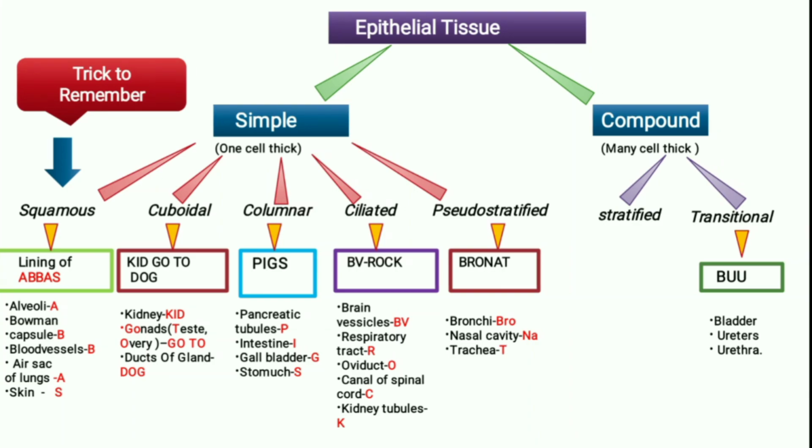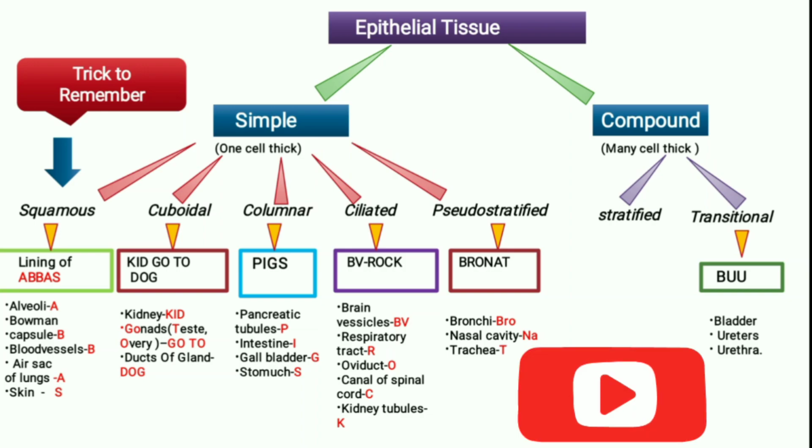Now let's see compound epithelial tissue. Compound epithelial tissue is divided into 2 types, that is stratified and transitional. Stratified is further divided into squamous, cuboidal, columnar and ciliated, that we will discuss later. Let's see for transitional. Transitional, the trick is BUU. B stands for bladder, U stands for ureters and U stands for urethra. So the trick BUU is for transitional.